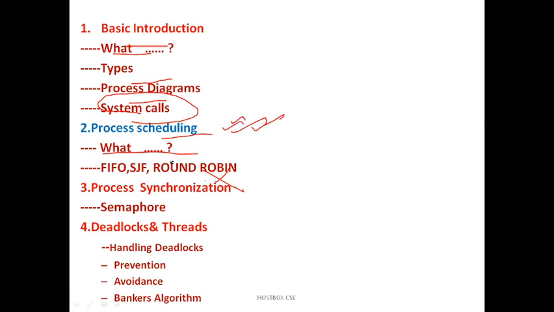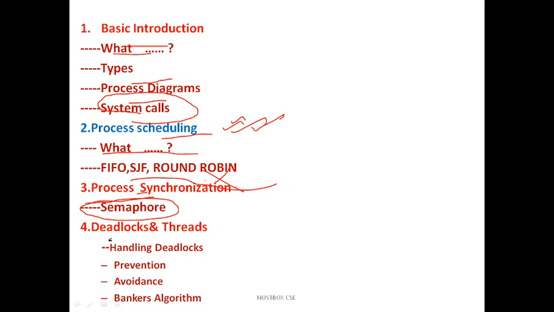So I am highlighting in different color, and you have to see what is scheduling and the algorithms. What are scheduling algorithms like FCFS, round robin, and priority scheduling and so on. We will see them one by one in the upcoming sessions. And the next one is process synchronization. Here we are going to discuss what is a semaphore and the types of semaphores like binary semaphore, counting semaphore, and so on.